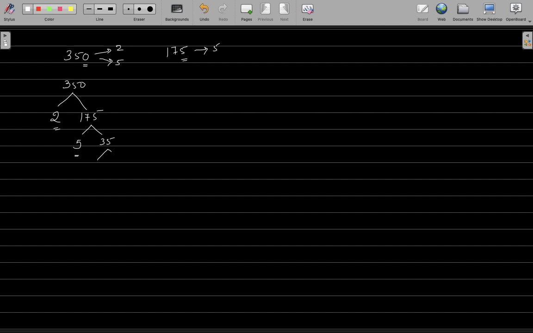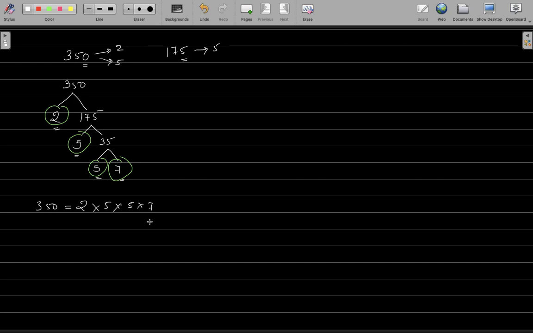Let us now divide this into its prime factors, which is 5 and 7, because 5 times 7 is 35. Now if you observe, 5 and 7 both are prime numbers. So now we have got our prime factors, that is 2, 5, 5 and 7, isn't it? So I can write 350 as 2 times 5 times 5 times 7.